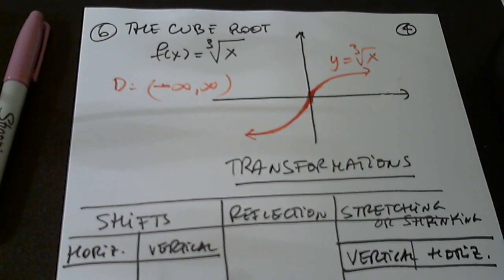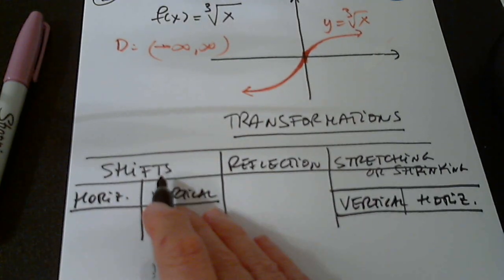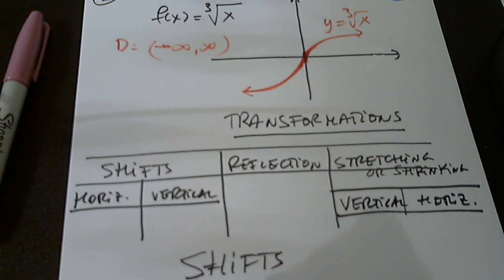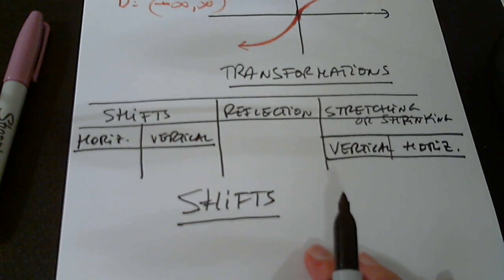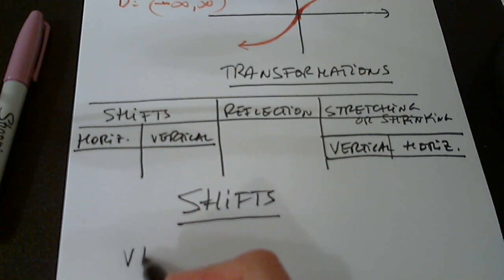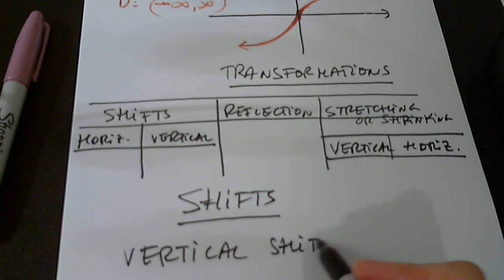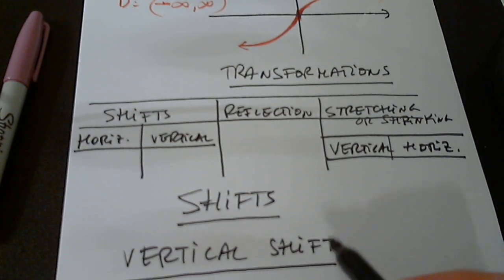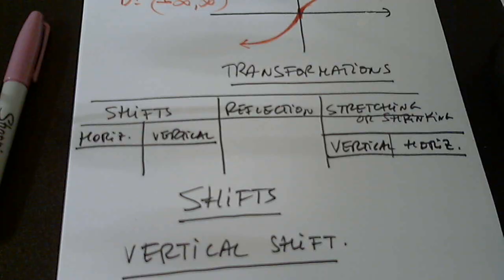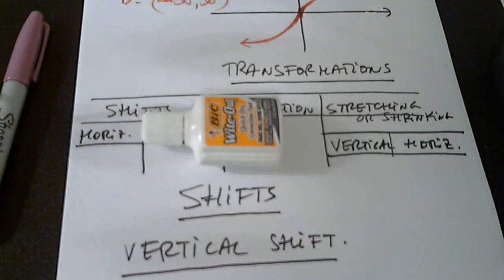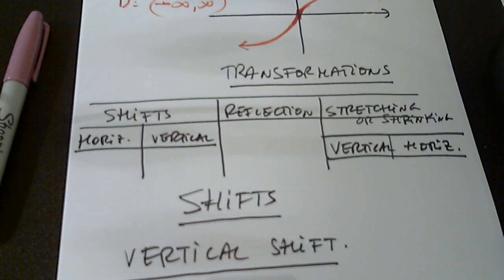Okay, let's start slowly. We start with shifts. And we're going to start with a vertical shift. So what is a vertical shift? Here's my graph. I want to shift it up or I want to shift it down. So here's our first example.